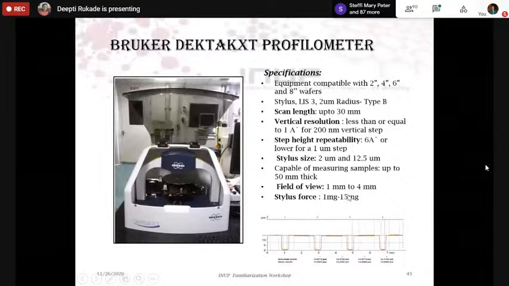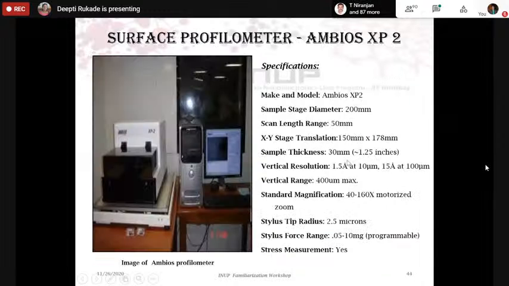We have another profilometer. This will give you a very good quality, or a very good control over the measurement. We have one more profilometer, that is the ambios profilometer. But the only difference here is the ambios will give us very good results only if the features are in some hundreds of microns. When it comes to less than that, Dektak gives a better result.